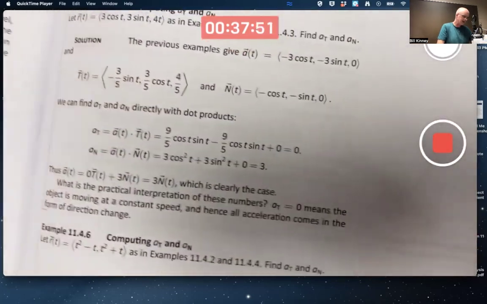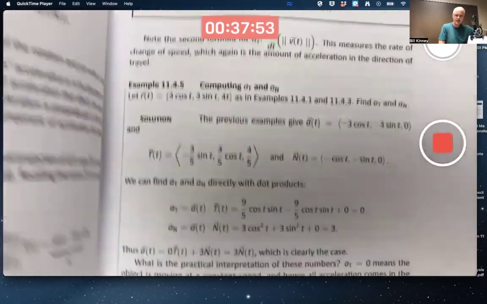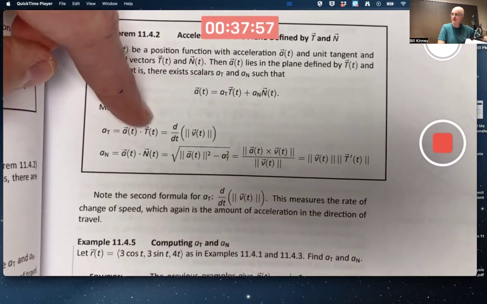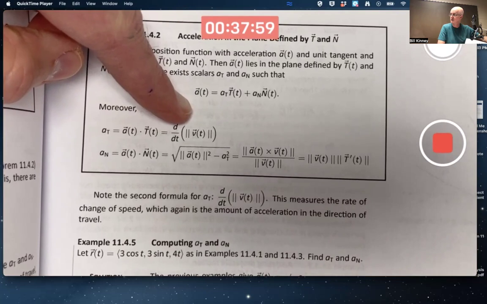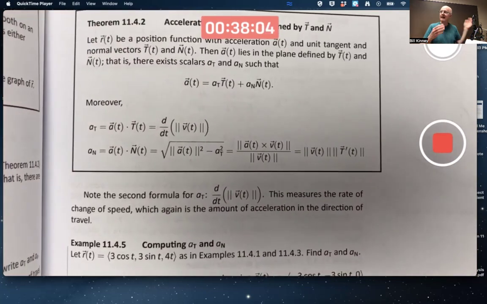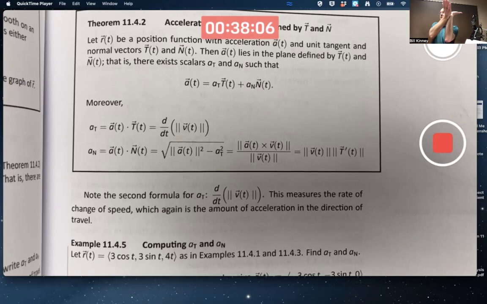By the way, AN is always positive. That's always positive, but AT can be negative. You could be slowing down. That rate change could be negative. Then the angle between T and A would be obtuse, bigger than 90 degrees, if that were the case.